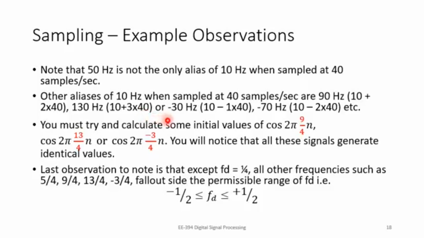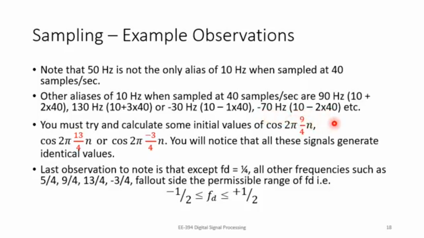Similarly, we can go in the negative direction. A minus 30 Hz signal will also be an alias of 10 Hz signal because the difference between 10 and minus 30 is 40, which is 1 times 40. And similarly, you can go further in the negative direction. Minus 70 Hz will also be an alias of 10 Hz because 2 times 40 is 80, and 80 is the difference between 10 and minus 70.